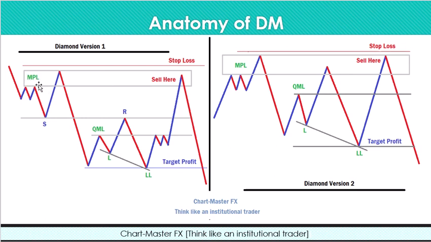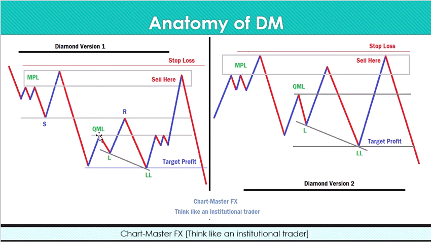So this is an MPL type 1, and you can see guys that once we have an MPL, we had a support here. Once we have a support here, the price was able to rally up. As the price rallied up and engulfed this support, when the price was coming back, it actually created a Quasimodo here, a Quasimodo level.